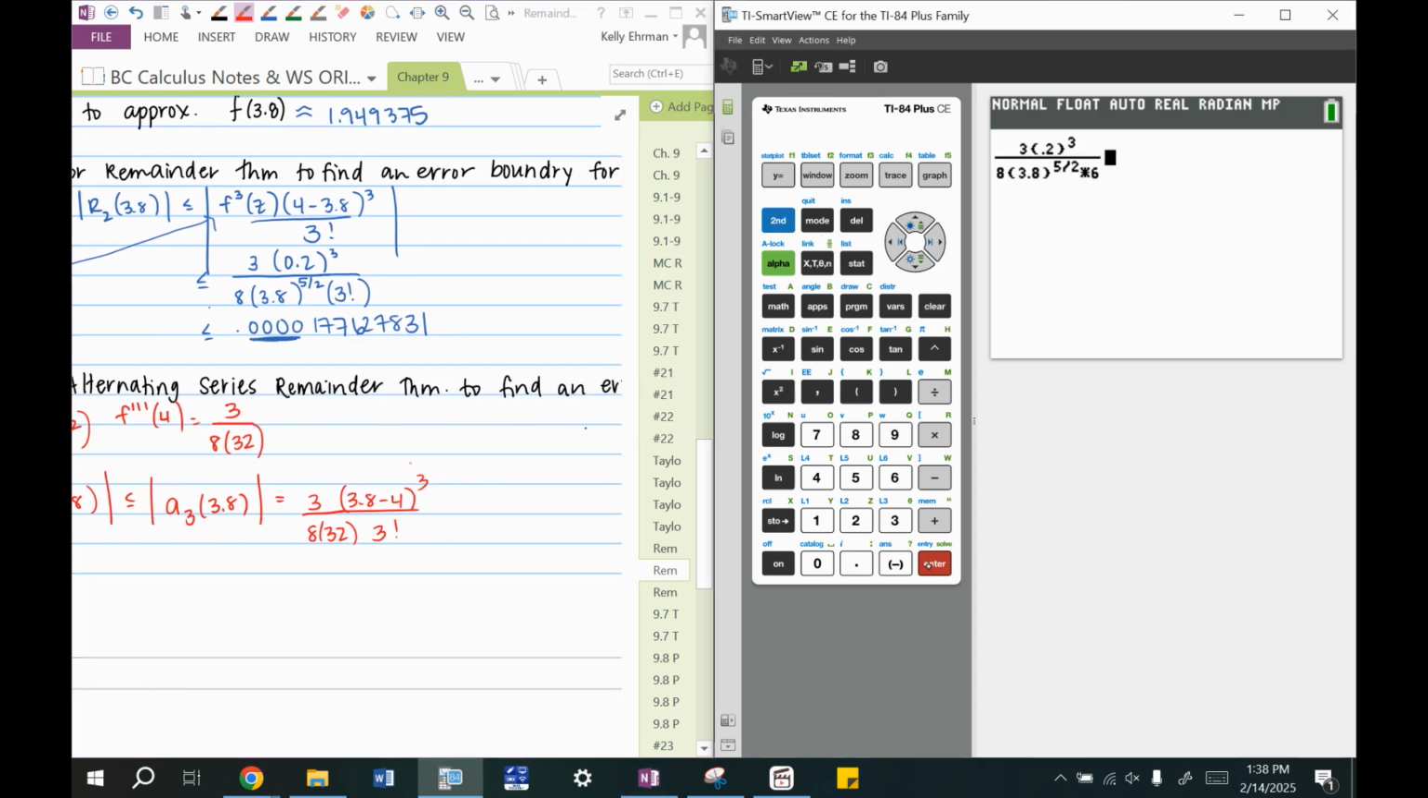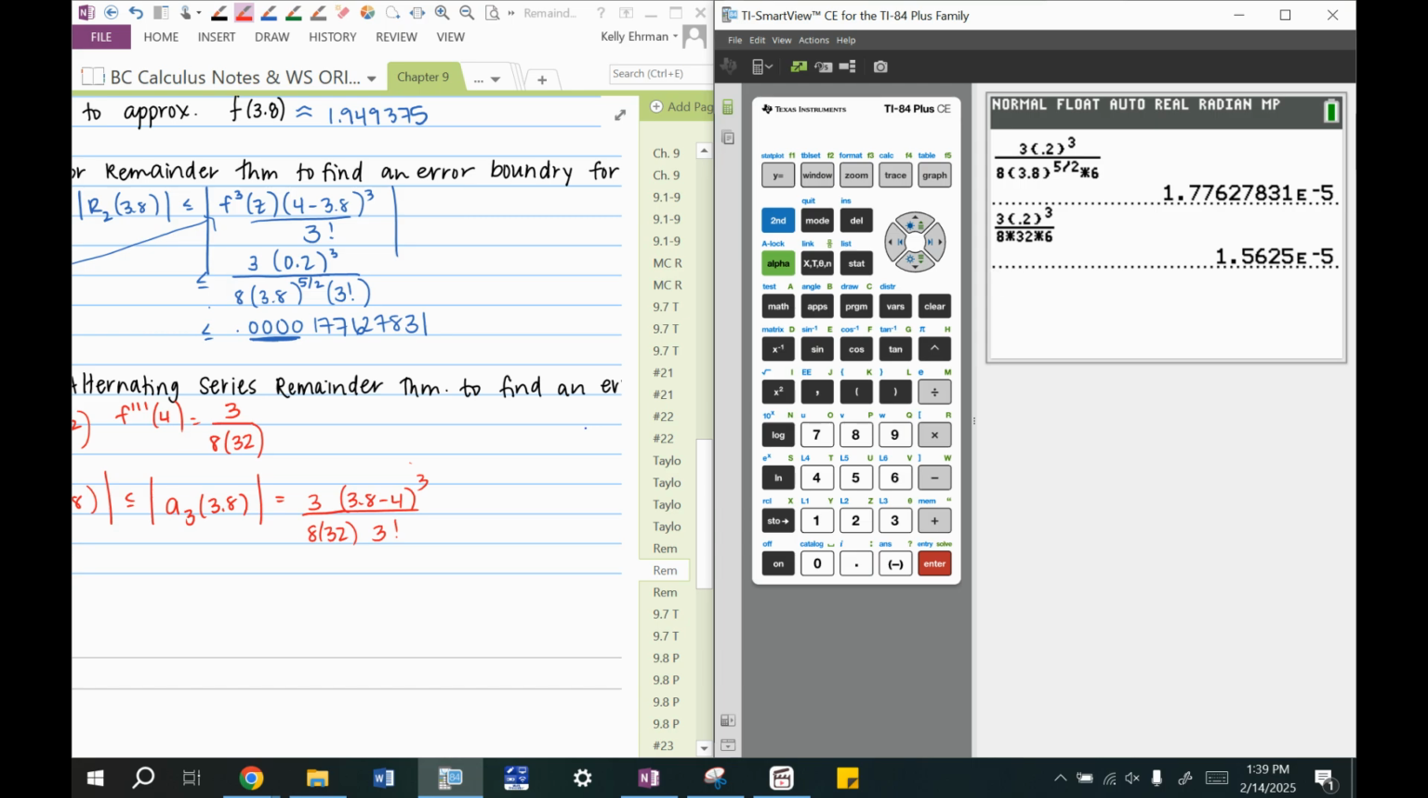So actually, I want to keep what I had on there before. Okay, so let's do this one now. So 3 times 0.2 to the third, that's the same. And then right here, we have 8 times 32 times 6. A little bit different, right? Because instead of 3.8 to the 5 halves, we had 4 to the 5 halves.